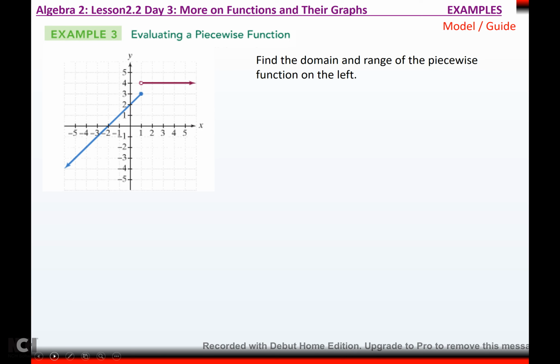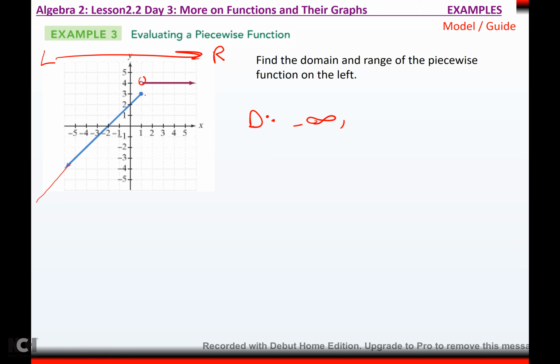Evaluating a piecewise function. This is the graph of a piecewise function, and it wants us to find the domain and the range of the piecewise function on the left. So for my domain, you're going from left to right, and I've got graph, graph, graph, going from negative infinity.